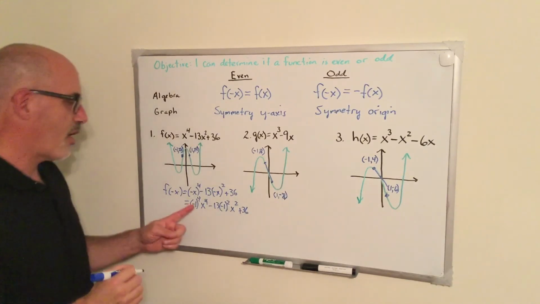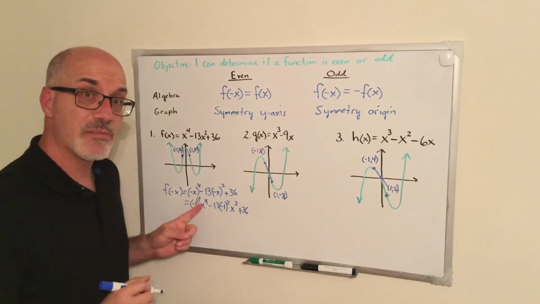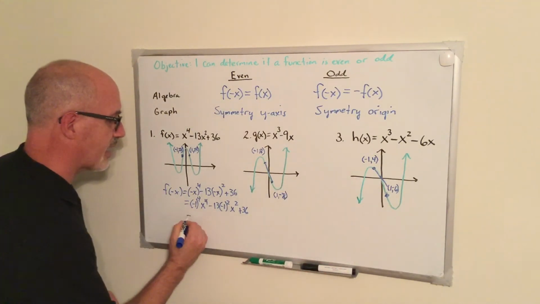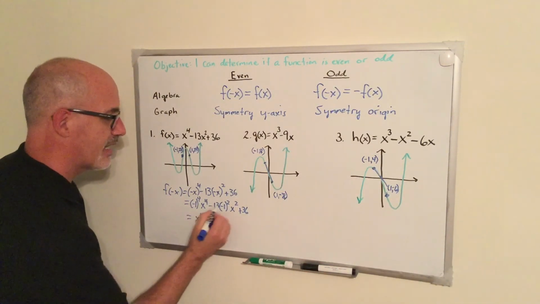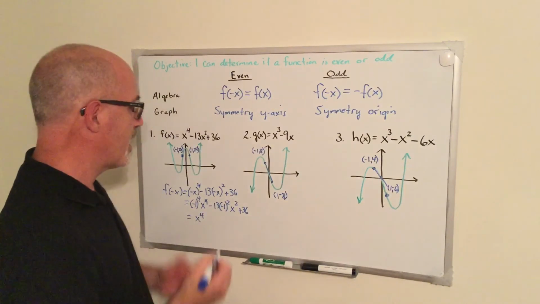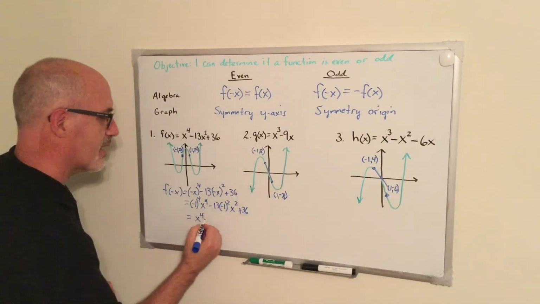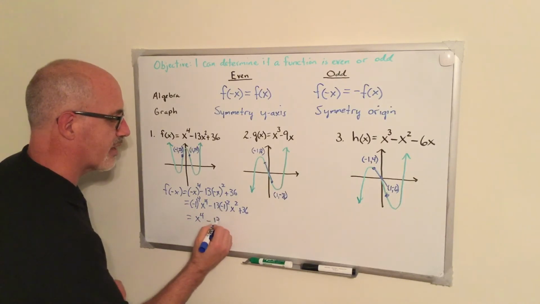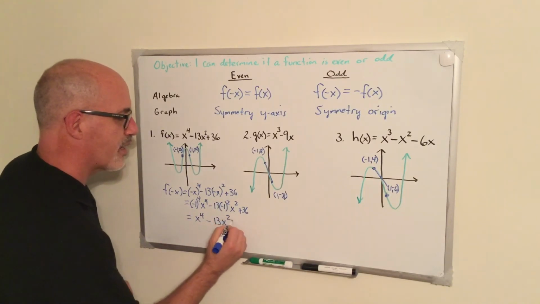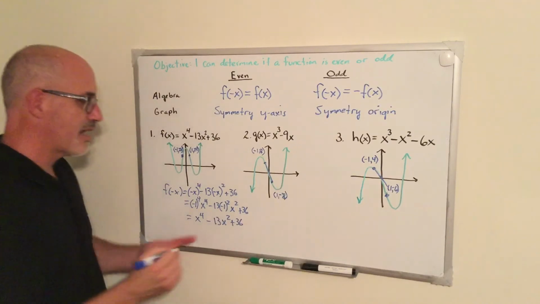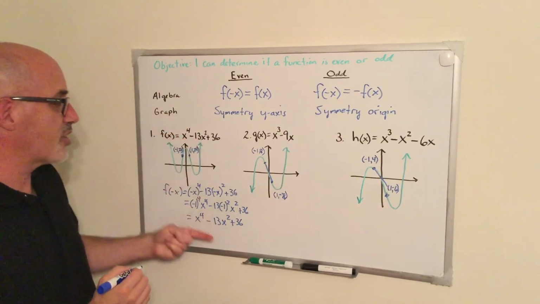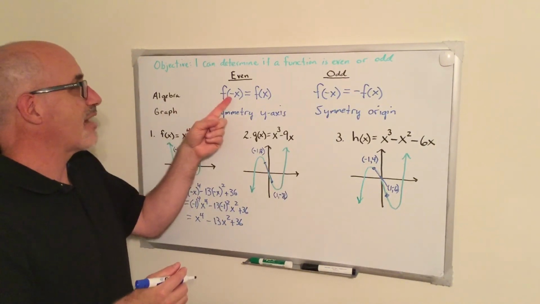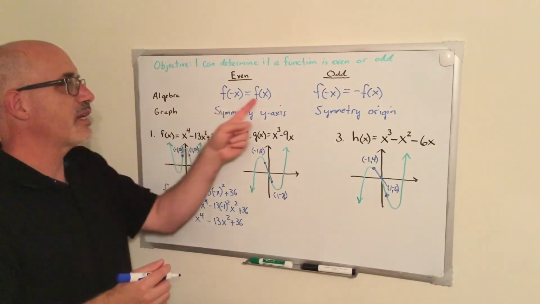Now, -1 to an even power becomes 1. And so it's gone. So I just get x to the 4th. Here, -1 to the 2nd power just becomes a +1. So I get -13 times 1 is -13, x squared, and then plus the 36. Notice that's the original function. So I've shown algebraically that if you put in the opposite of x into it, you get the same as the original function.